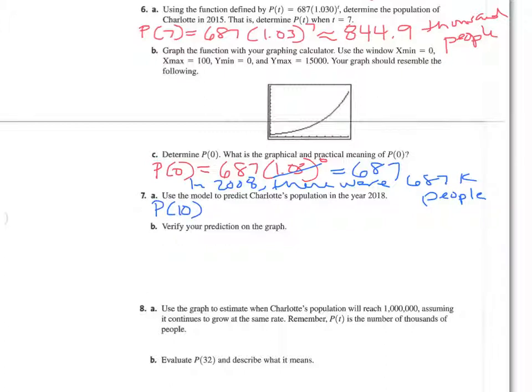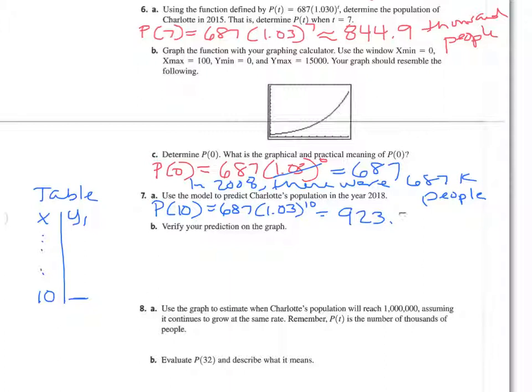Okay, so one thing I can do is just do it algebraically, plugging in. Another way I can do it is if I'm on the graphing calculator, I could go to table. Remember, in the table, you get a list of x's and then y1s, and you scroll down and find where x is 10, and then figure out what y is then. Okay, it's going to come out to be about 923.3 thousand.